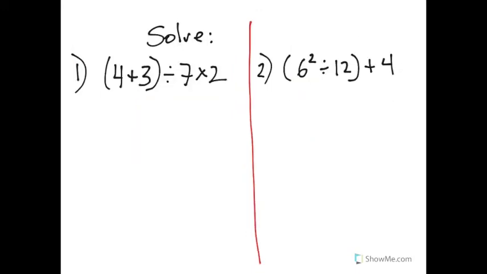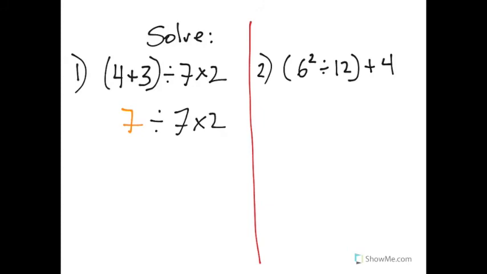Right, you should be getting a pop-up box now to solve these two problems. Okay, let's work them out together now. So number 1, we're going to work inside the parentheses first. We'll do 4 plus 3, which is 7, and we'll carry down everything else we had there.